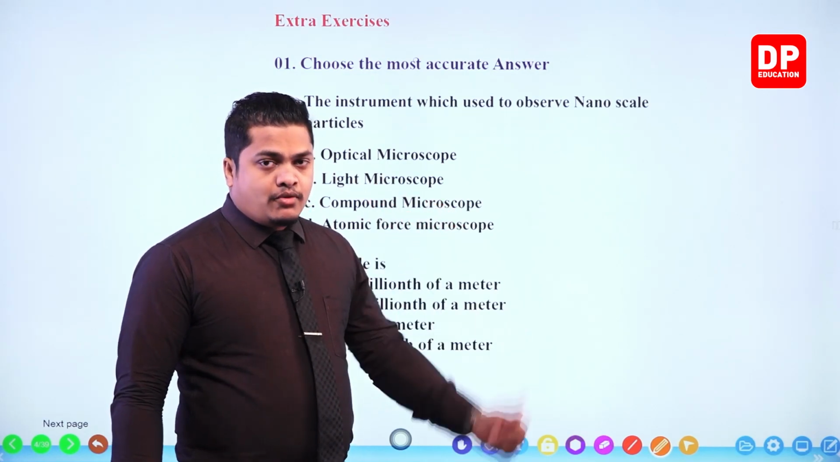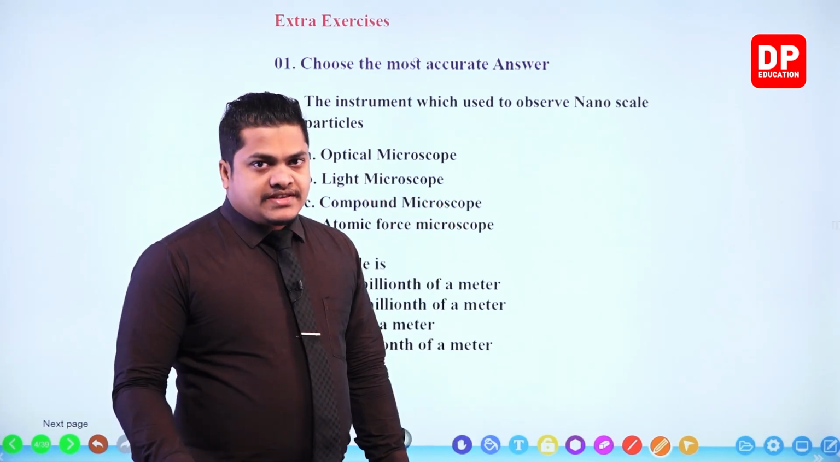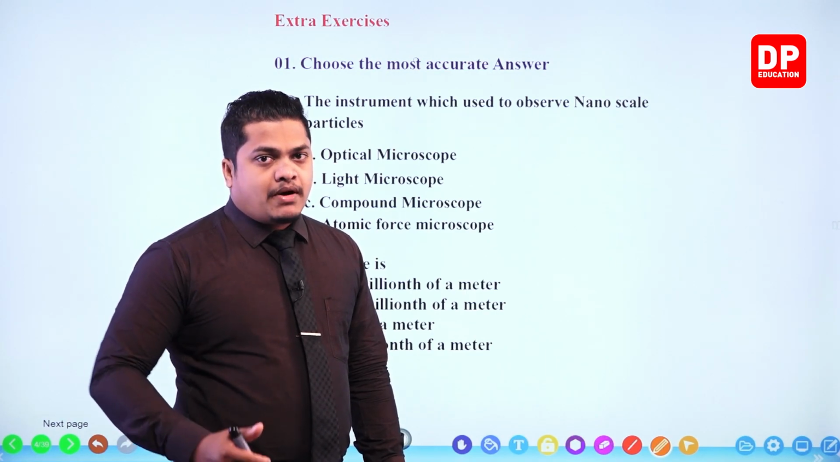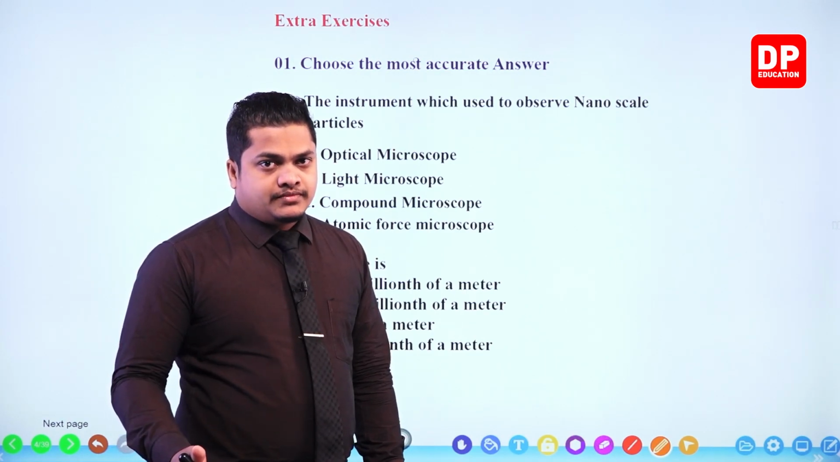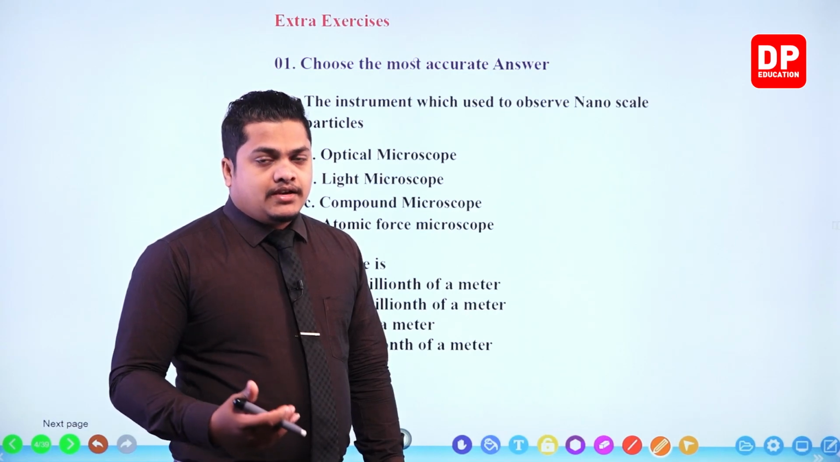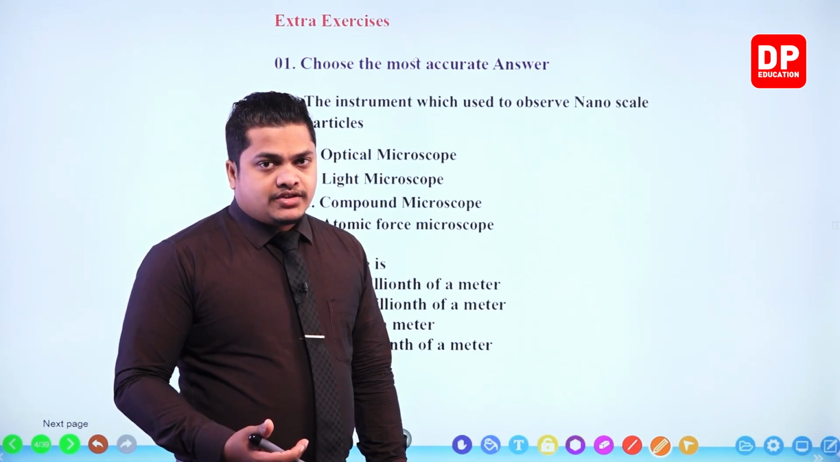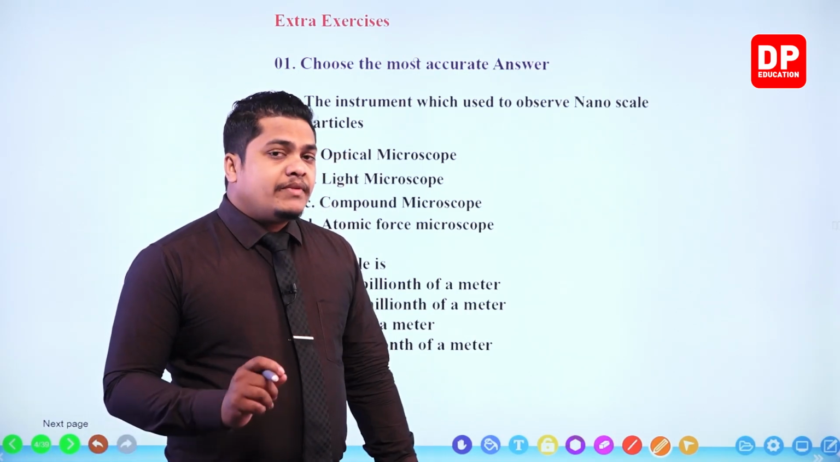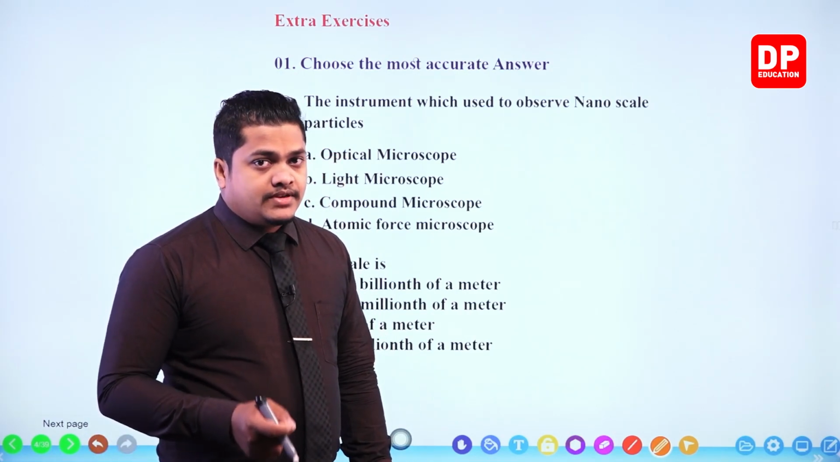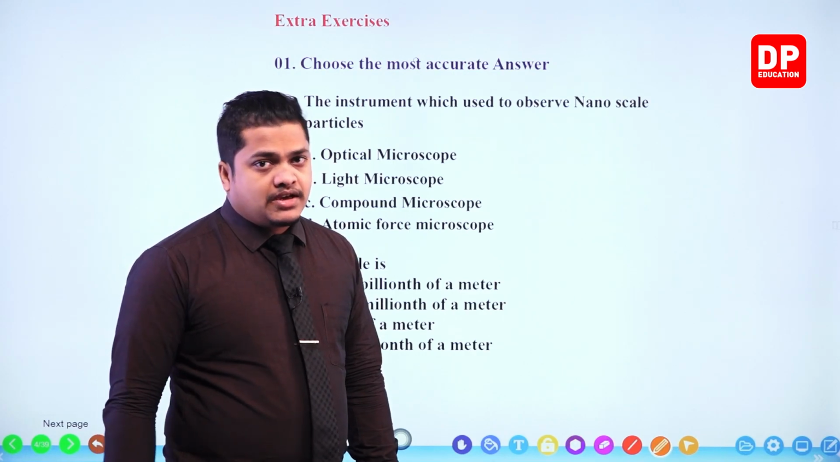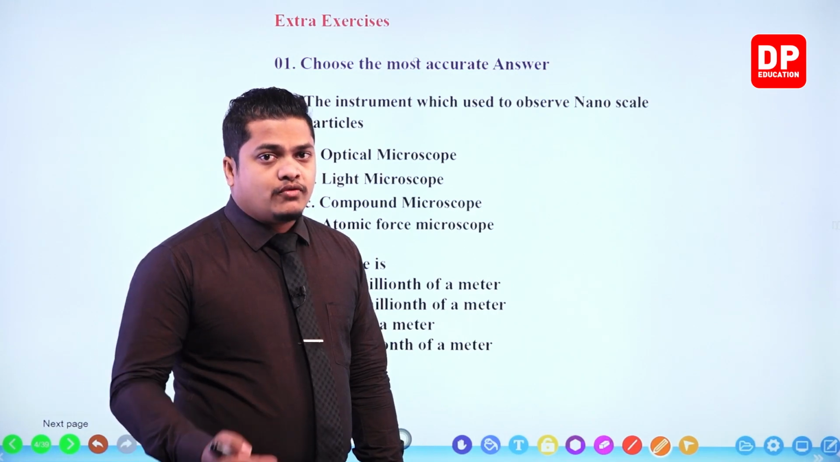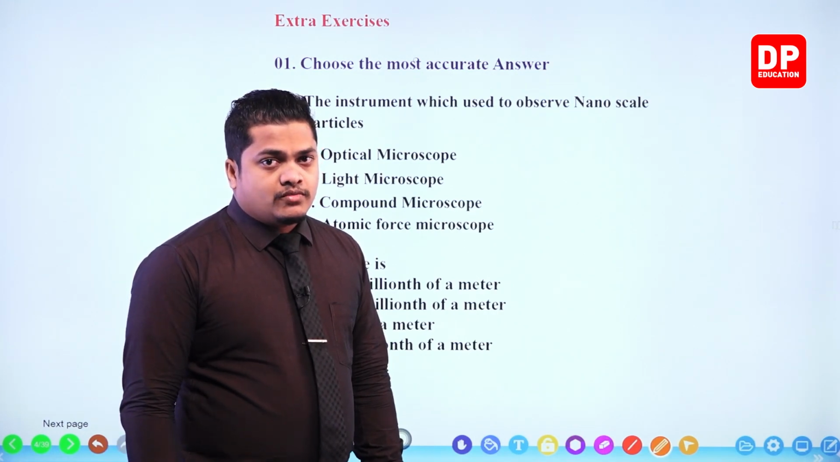When you take the compound microscope, that is also the same thing. Compound light microscope is the same thing as the optical microscope, my dear children. So all of these three refer to the same one. So we won't be able to observe nanoscale particles by using optical microscopes or compound microscopes. We have to go for the electron microscopes.